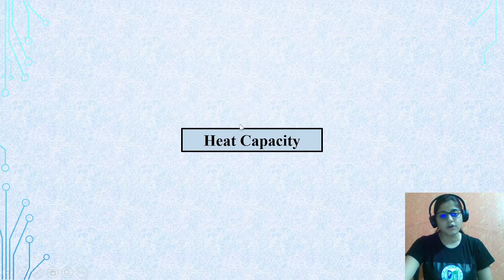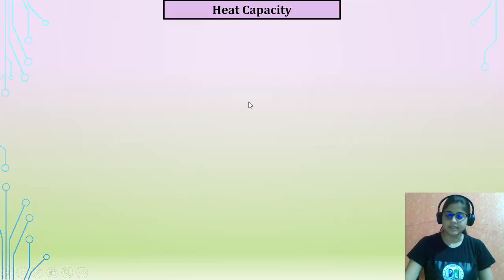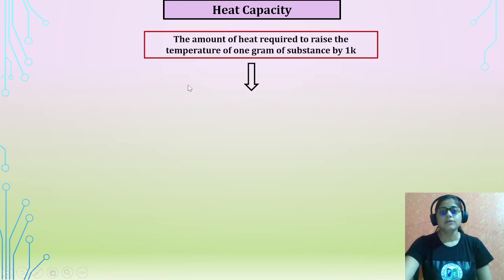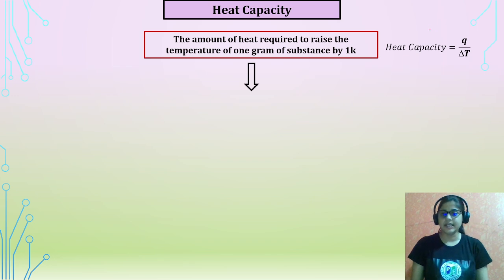First, I will be talking about heat capacity. So what is actually heat capacity? Let's see. It is the amount of heat required to raise the temperature of 1 gram of substance by 1 K or 1 degree Celsius. It is expressed generally this way, and if the weight of the substance is given also, then we can add m here.